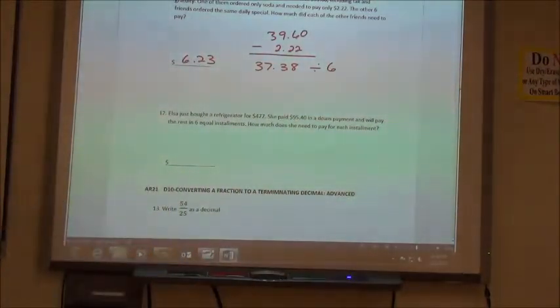Elsa just bought a refrigerator for $477. She paid $95.40 in a down payment and will pay the rest in 6 equal installments. How much does she need to pay for each installment? So, what should we do to start?